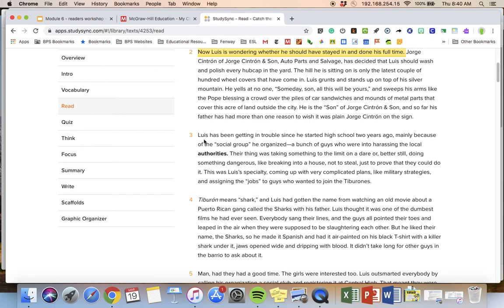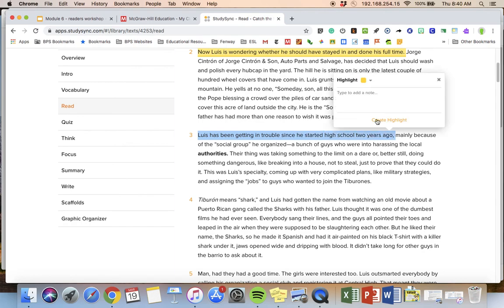Now, this first sentence, or part of the sentence, tells me a lot about Lewis. Lewis has been getting in trouble since he started high school 2 years ago. So maybe he's like a junior in high school. And here's what I was thinking. It actually made me question something.